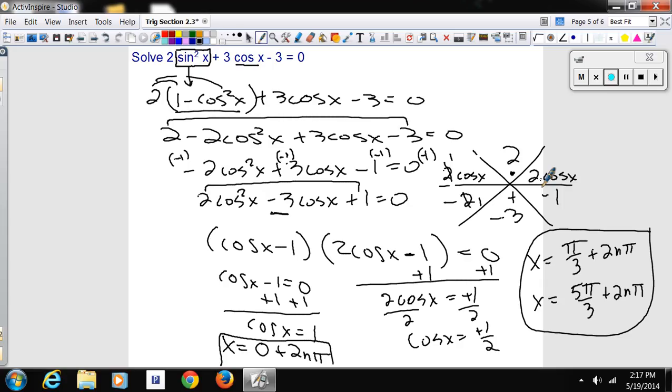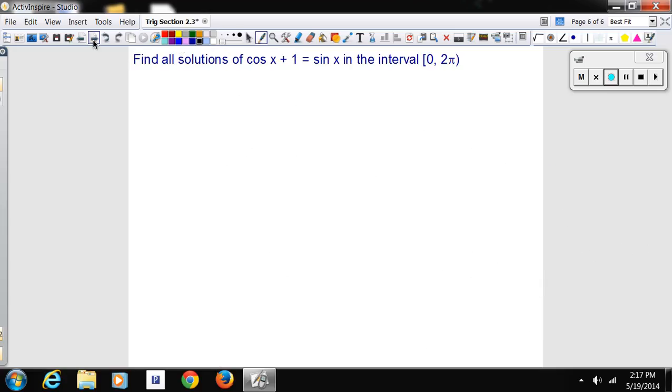All right, it looks like this. Cosine plus 1 equals sine, and it wants it only in the interval from 0 to 2 pi. So only on your chart. We want the answers only on your chart. You don't need to add the 2n pi. You don't need to add the n pi or anything like that. But right now, I need to either take out a cosine or a sine so that they're the same trig function.